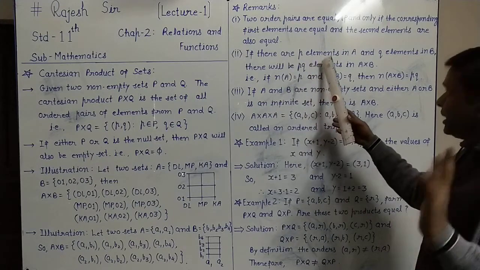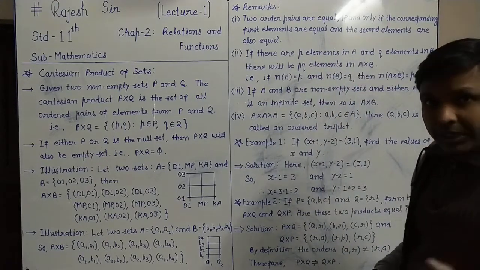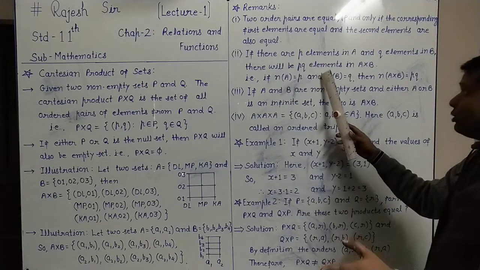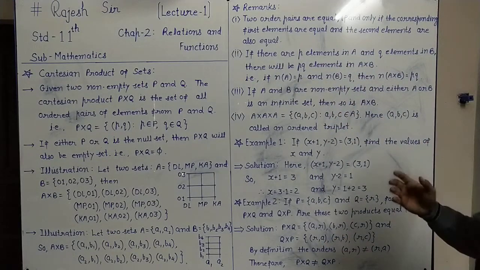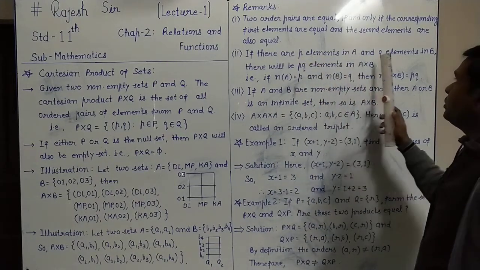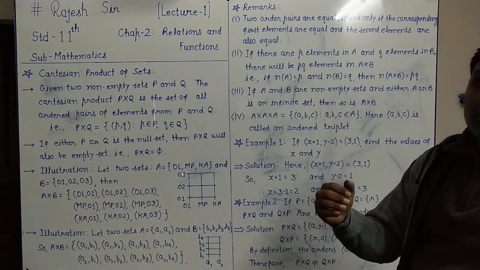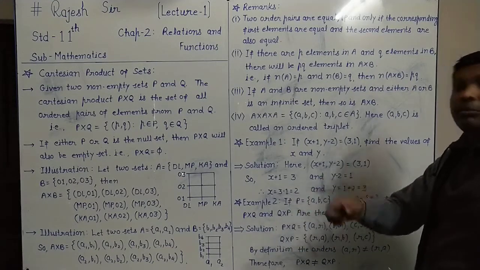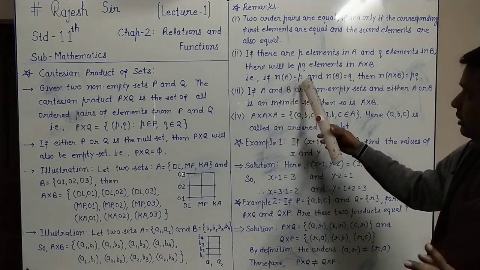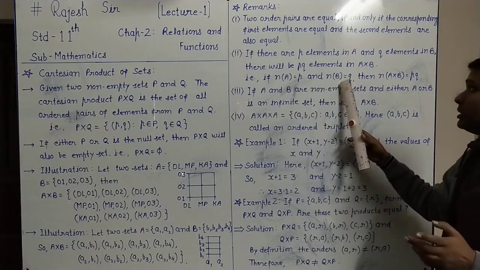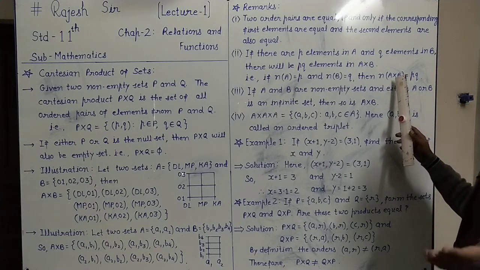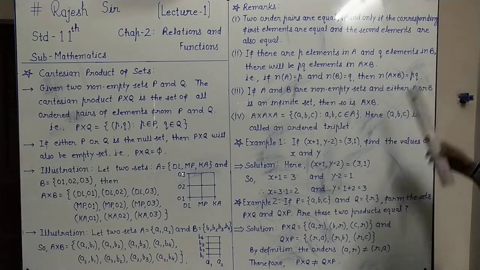Second point: if the number of elements in A is p and the number of elements in B is q, then there will be pq elements in A cross B. That means the Cartesian product of A and B will have pq elements, the number of elements of A multiplied by the number of elements of B. That is, if n(A) equals p and n(B) equals q, then the number of elements in A cross B, the Cartesian product, will be p into q, that is pq.